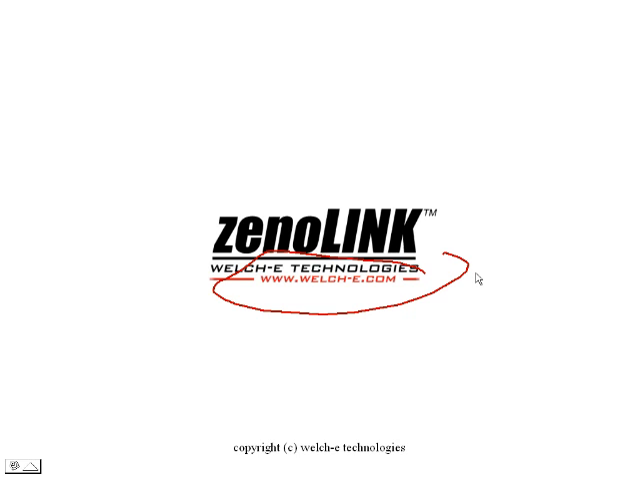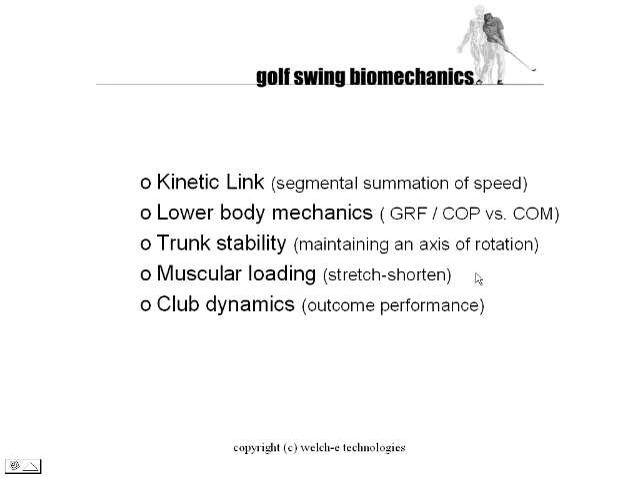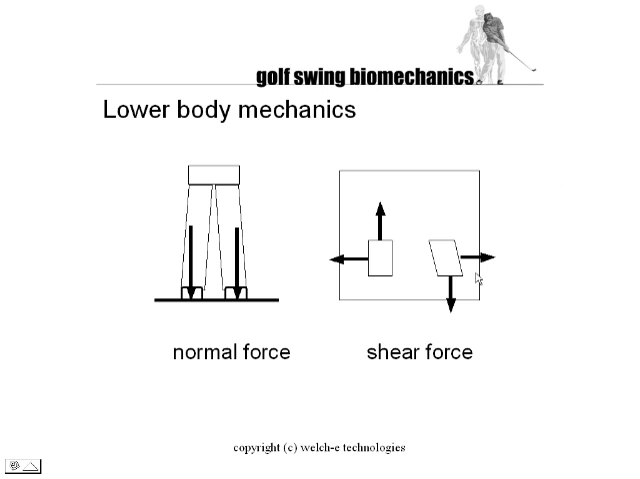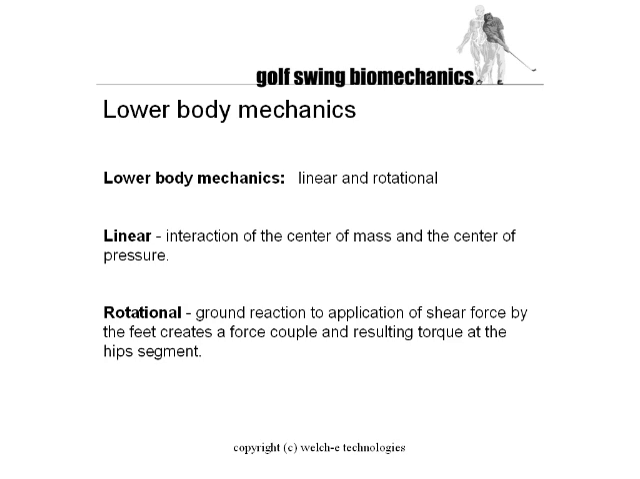So what I'll do here is just a quick overview of lower body mechanics, as a refresher for some of you that have been a part of this for the last few weeks. And if you're new, you'll have a basic idea of what we're talking about. As far as lower body mechanics go, essentially we've defined mechanics in two components, linear and rotational. The linear component we've defined as the interaction of the center of mass and the center of pressure, sort of your ability to create forward momentum.